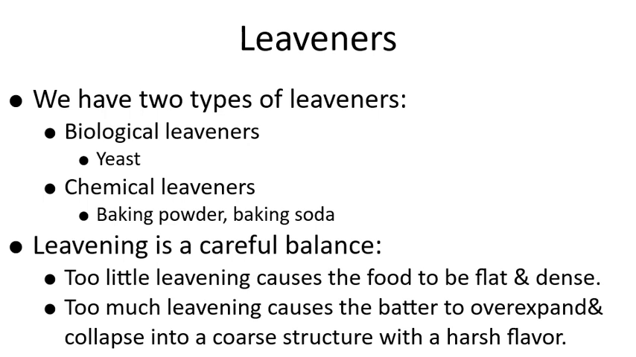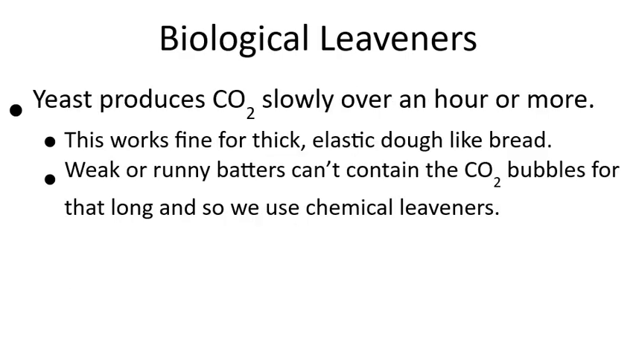Too little leavening causes the food to be flat and dense, while too much leavening causes the batter or dough to overexpand and collapse into a coarse structure with a harsh flavor. The yeasts that provide the biological leavening produce carbon dioxide as a waste product of breaking down sugars in the food. This process takes a good deal of time, typically over an hour, which is fine for thick, elastic doughs like bread, but a weak or runny batter, such as for pancakes, can't contain the carbon dioxide bubbles for that long, as the bubbles will simply rise to the surface and pop.